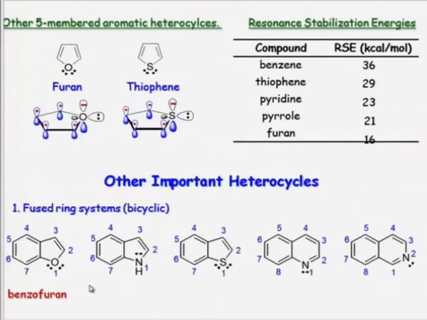If we move on and take a look at fused ring systems, first we'll take a look at benzofuran here. Benzofuran is basically benzene fused to a furan ring. If we move on and take a look at this indole structure, this indole structure is the most important out of all 5 of these fused ring systems because it makes up the side chain of the amino acid tryptophan, and its substructure is benzene fused to a pyrrole system.